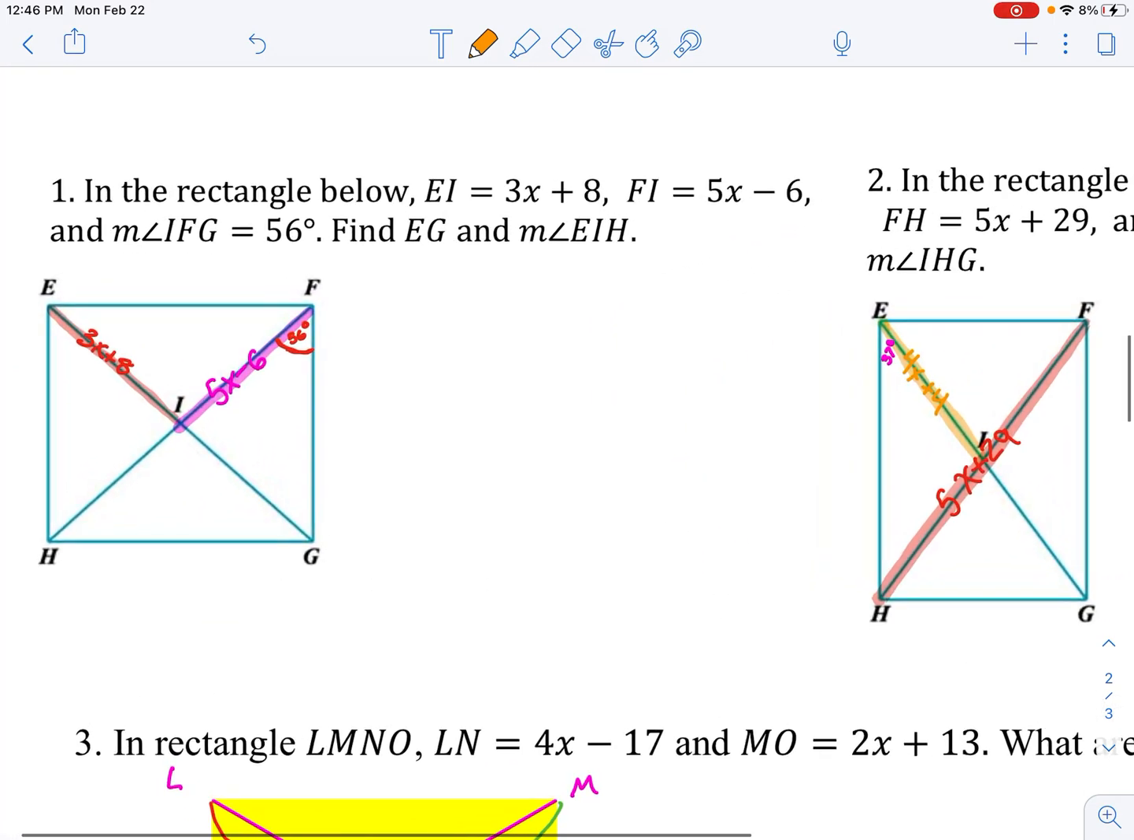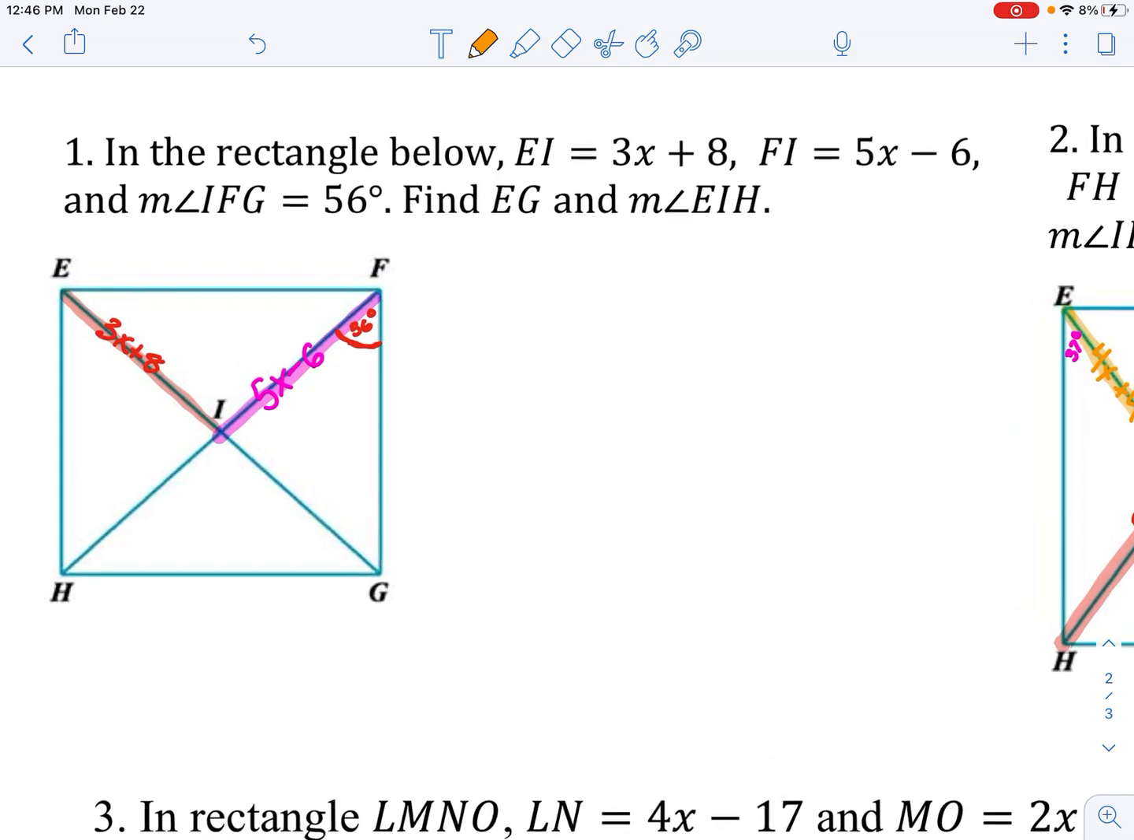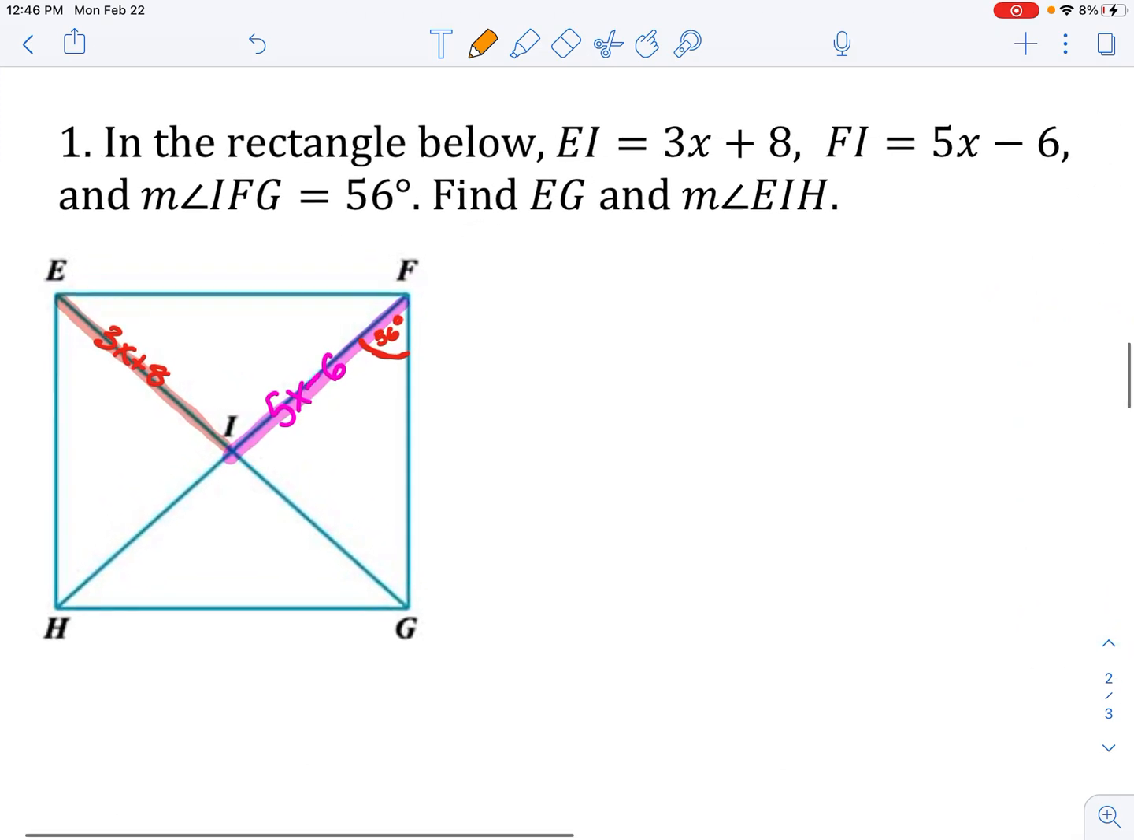Now we're getting into some word problems here, or I guess not really word problems. We've got an image. It says in the rectangle below, EI is 3x plus 8 and FI is 5x minus 6. As you can see, I've already drawn in those items there. And then it says measure of IFG is 56 degrees.